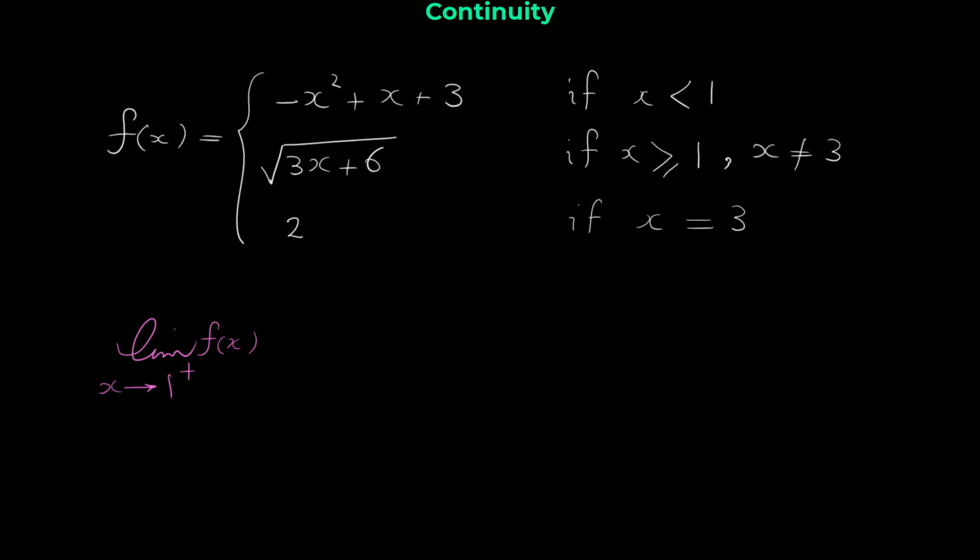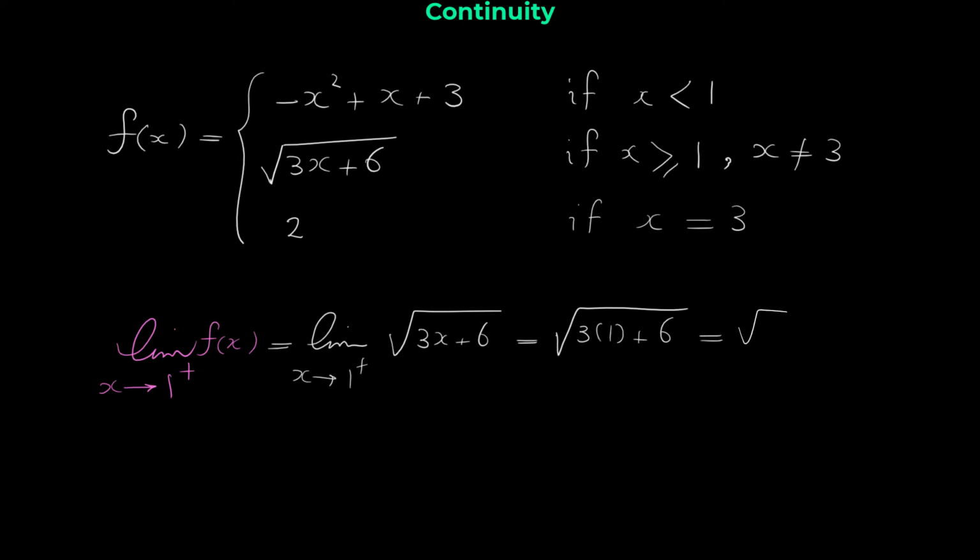So this limit is equal to the limit of radical 3x plus 6 as x approaches 1. Simply, you can find this limit by direct substitution. If you plug in 1 for x, the limit is radical 3 times 1 plus 6, which is radical 9, and it equals 3. So the limit of f of x when x approaches 1 from the right exists and it equals 3.